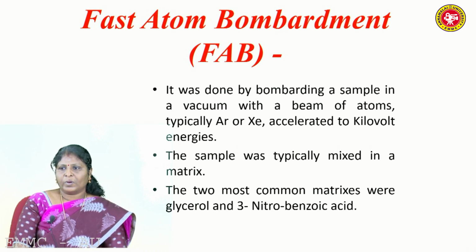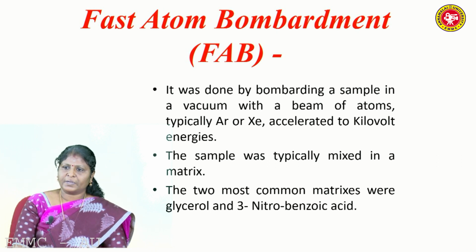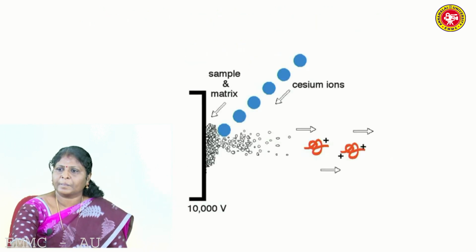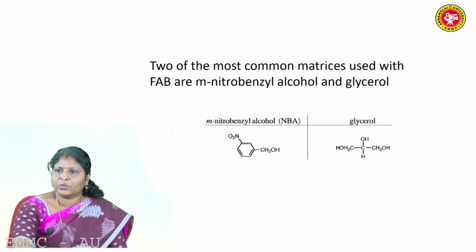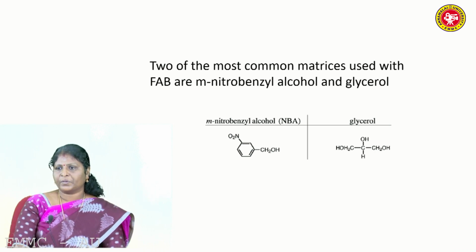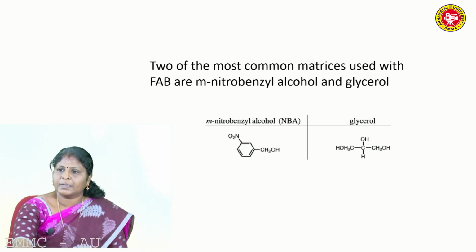The next one is the fast atom bombardment technique, FAB. It is done by bombarding a sample in a vacuum with a beam of atoms, usually argon or xenon, accelerated to kilovolt energies. The sample is usually first fixed in a matrix. Commonly used matrices are glycerol and nitrobenzyl alcohol. Any solvent can be used as a matrix, but it should be viscous in nature. Two of the most common matrices used with FAB are nitrobenzyl alcohol and glycerol.